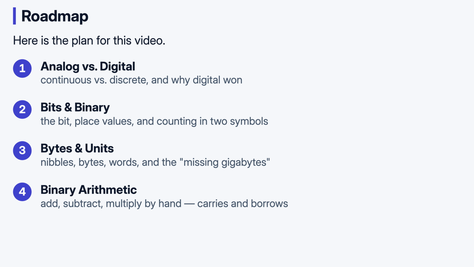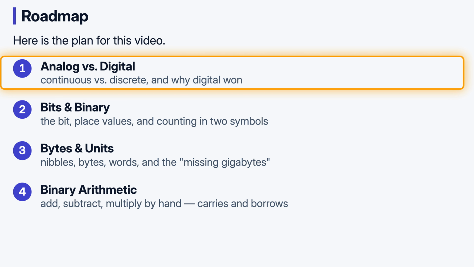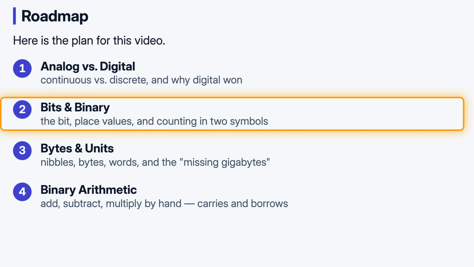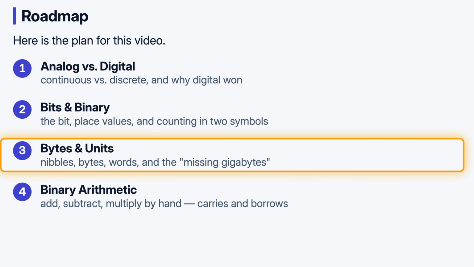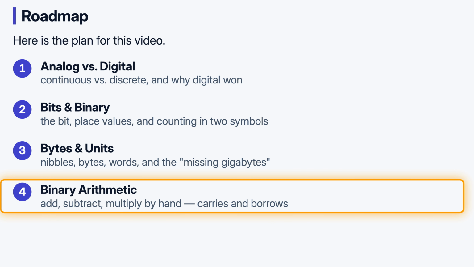Let's look at the plan for this video. It has 4 parts. First, analog versus digital. What continuous and discrete really mean, and the 3 reasons the computing world chose digital. Second, bits and binary. The smallest unit of data, place values, and how to count with only 2 symbols. Third, bytes and units. How bits group into bytes, and why a 500 gigabyte drive can look like it lost some space. And fourth, the centerpiece. Binary arithmetic done by hand, with carries and borrows moving column by column.